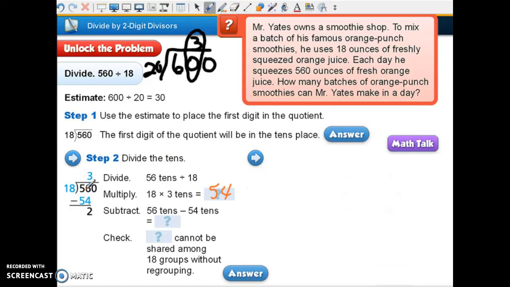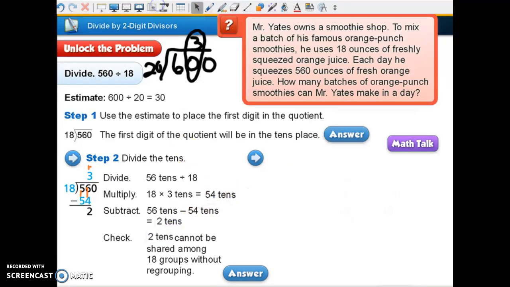It is important, boys and girls, that you line that up, that your hundreds are in your hundreds and your tens are in your tens. So it's over there where it belongs. And that you put this above the tens place. And when you subtract, you get 2. Check. Can 2 tens be divided among 18 groups without regrouping? No, we most certainly cannot take 2 and divide it equally among 18 groups.